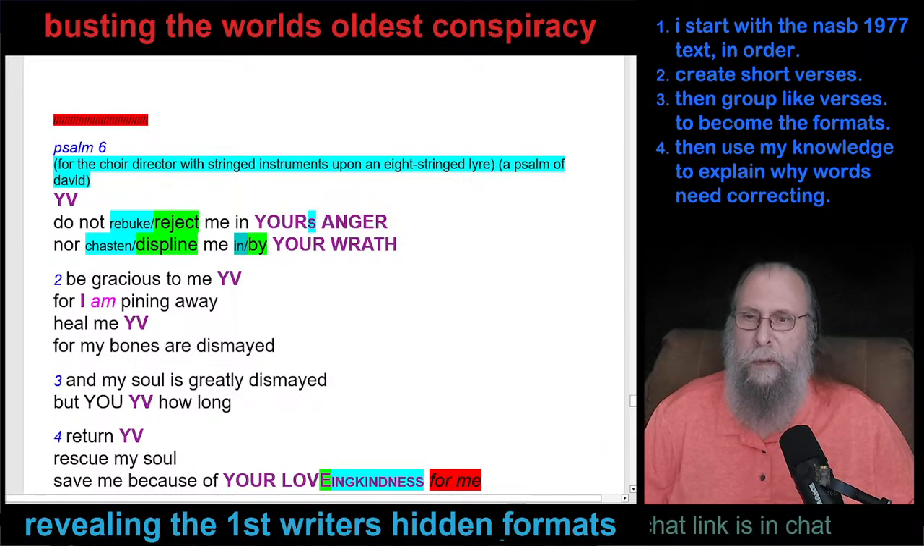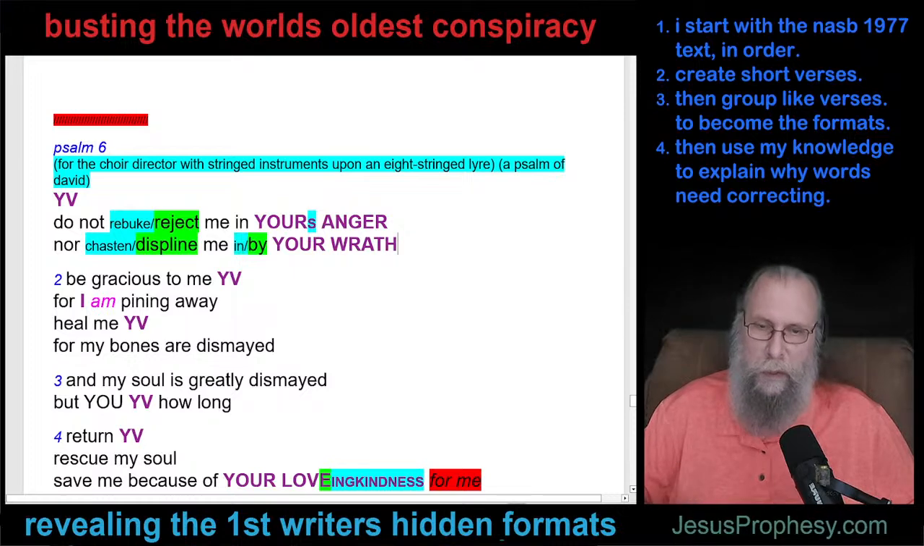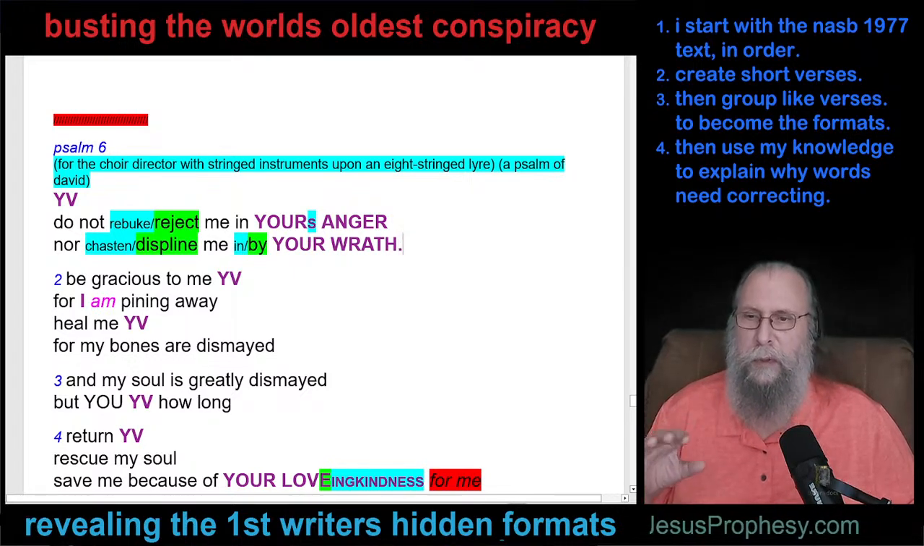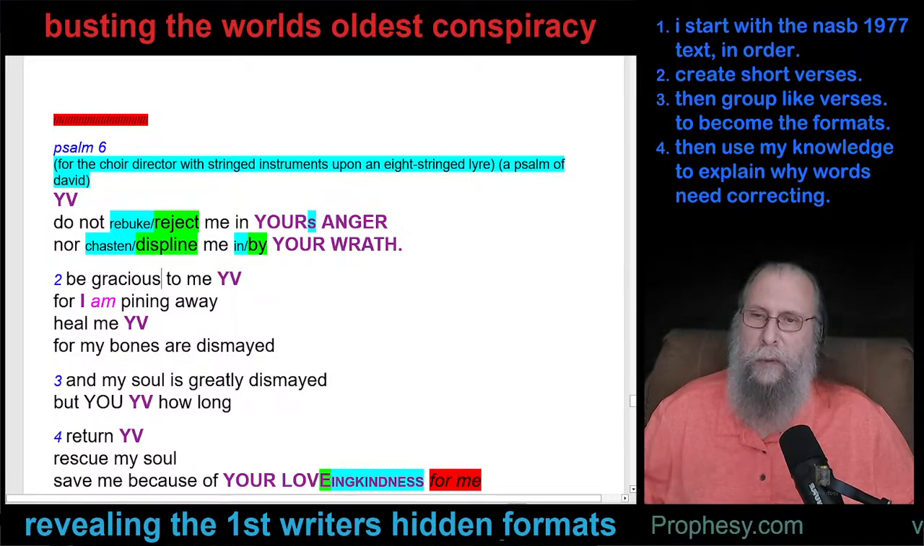Now, whatever has happened here, this here is separate, because here he's talking about reject and discipline. And here I've got it separated as YV as the introduction as one verse. Do not reject me in your wrath, nor discipline me by your anger. Do not discipline me by your wrath. But this is going to get a period down here because it's changing the subject now. Be gracious. Okay, oh, he wants our Creator to be gracious. Be gracious to me, YV.